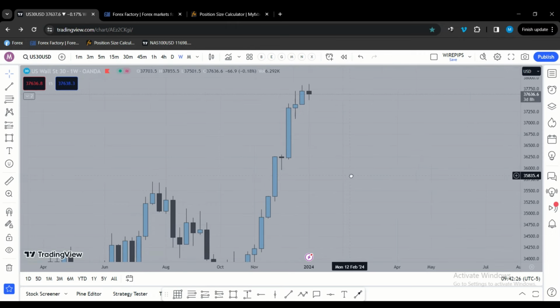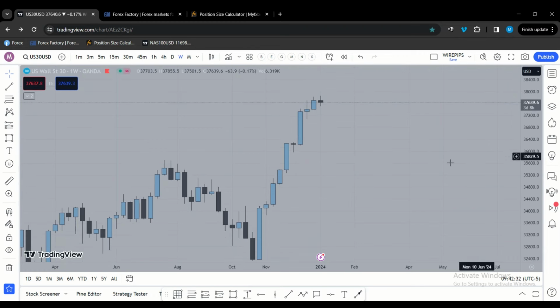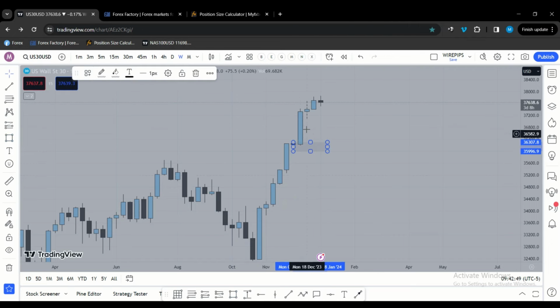Alright guys, this is my analysis on US30. As you can see here on the weekly time frame, we can clearly see that the market is in an uptrend. The market is pushing up. We have this imbalance here, and another here, and more, and this order block here. So this is an order block, and we have this imbalance too.